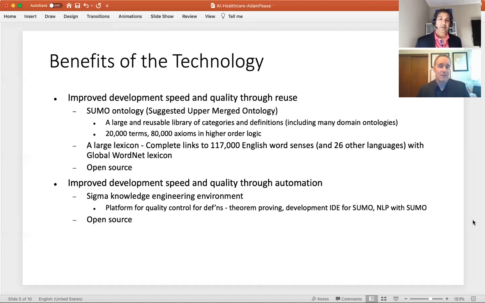So we spent the last 2 decades creating this very large library called SUMO, the Suggested Upper Merged Ontology. It has about 20,000 terms, about 80,000 statements that have been defined in this expressive language written by hand, just like any other computer program. But also we've got links to very large fact databases that are just millions and millions of different facts. So a lot of resources.